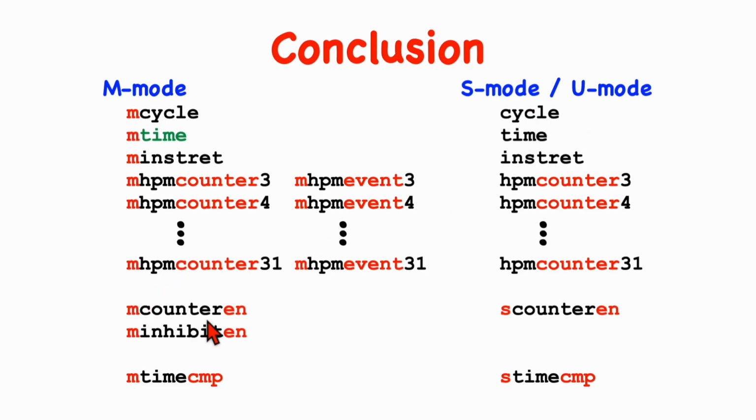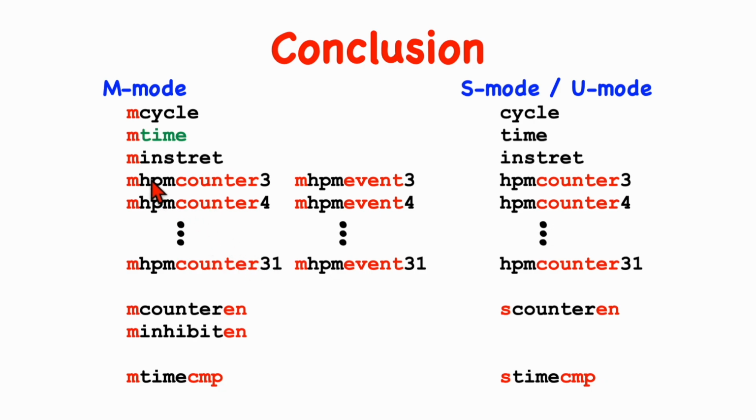The machine mode counter enable register determines whether they can be seen by code running in supervisor mode, and if so, the kernel can use the supervisor mode counter enable register to make them visible to user mode code. These counter enable registers have a single bit corresponding to each of the 32 counters. We also have a register, the inhibit register, which can be used to temporarily suspend counting and freeze the individual counters.